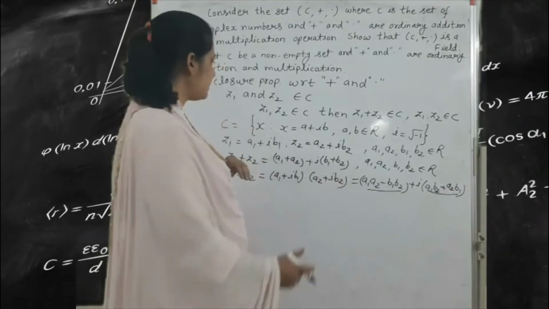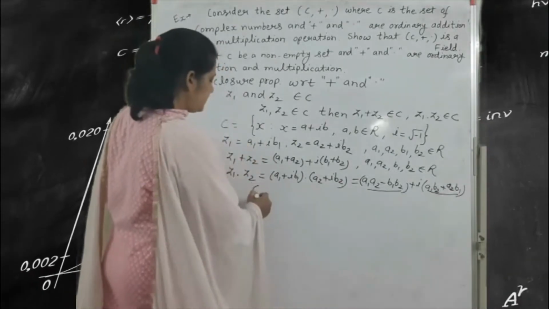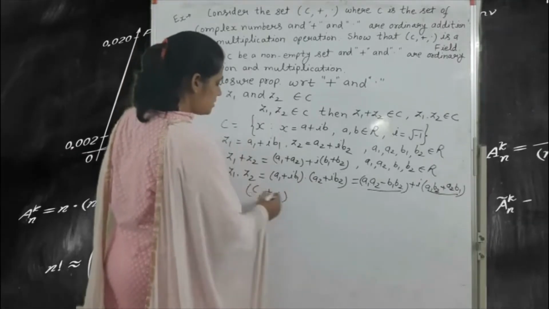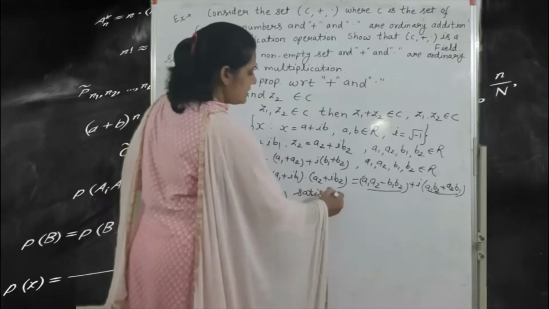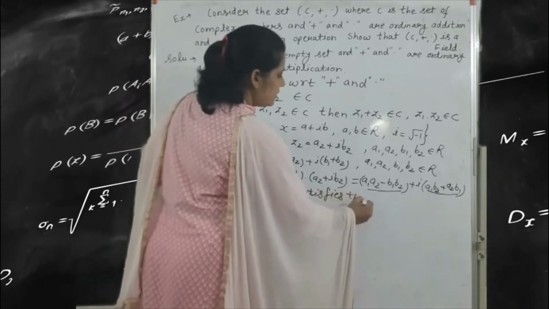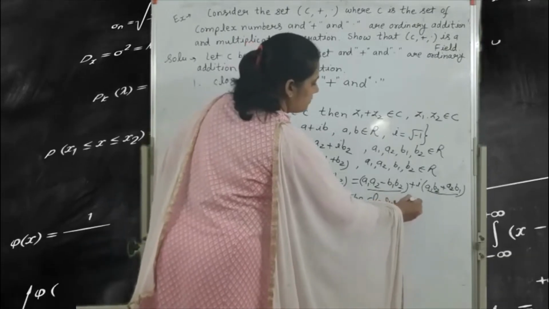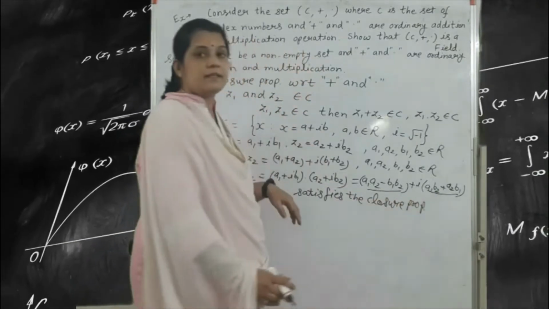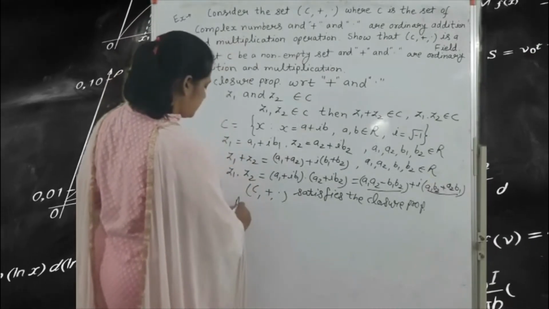So we can say that this satisfies the closure property. That means (C, +, ·) satisfies the closure property. Okay. The second one is the associative property. So the second property is associativity.